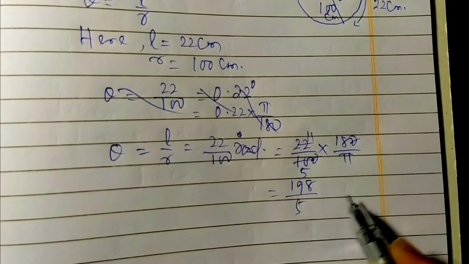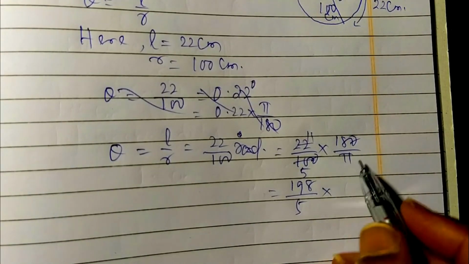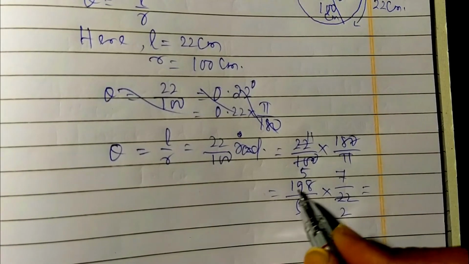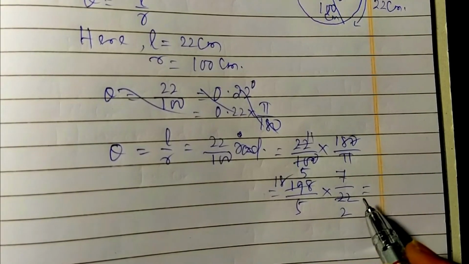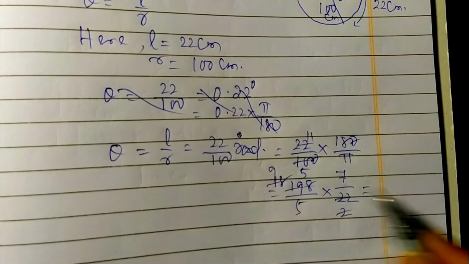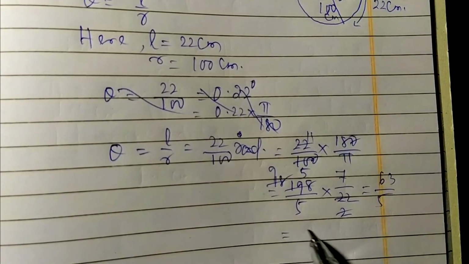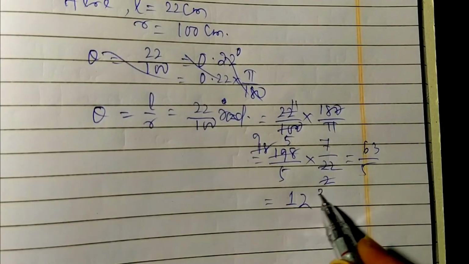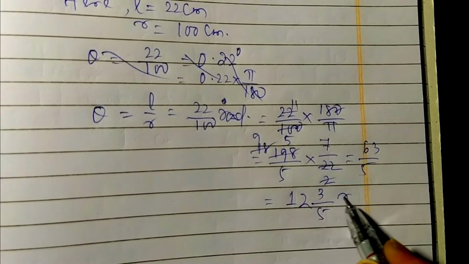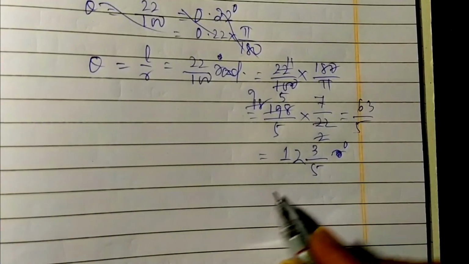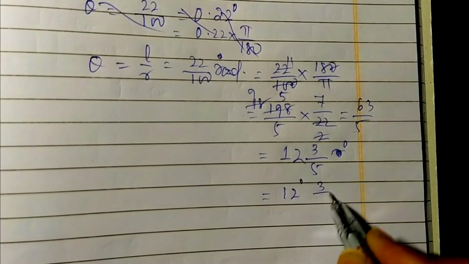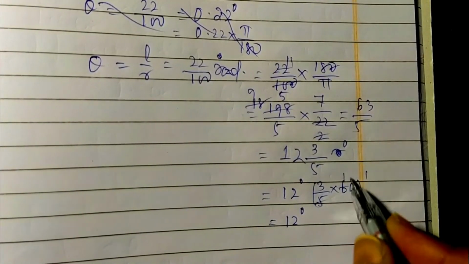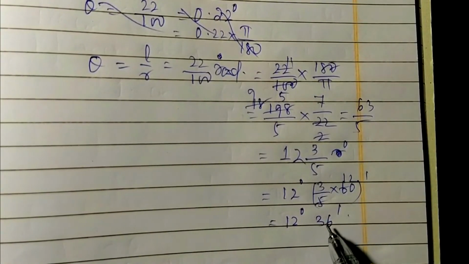Then the value of pi is 22 by 7, so reciprocal will be 7 by 22. After cancelling, that means 63 by 5, which is 12 whole 3 by 5 degree. So it will be 12 degree, and 3 by 5 into 60 is this much minute. So 12 degree 36 minute.